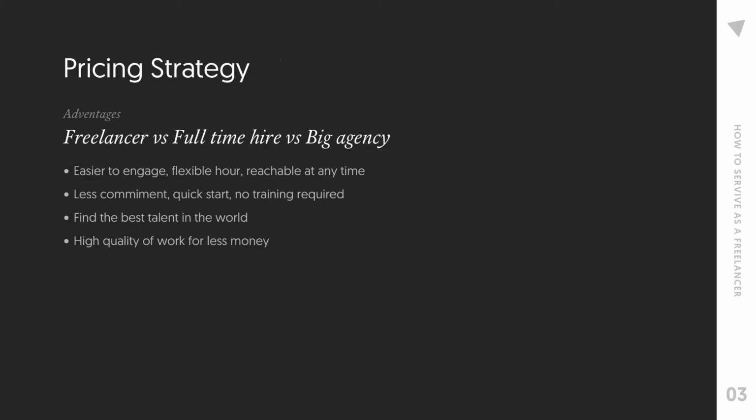The second point is less commitment. My clients don't have to train me or provide anything. They just have to let me know what they need to get done, and then I will help them get things done. So these are very good points: quick start, no training required. You pay money, and he'll get the job done very quickly. The whole thing can be done in 2 weeks, especially if you have a short timeline. These are my advantages. I can provide work really quickly.